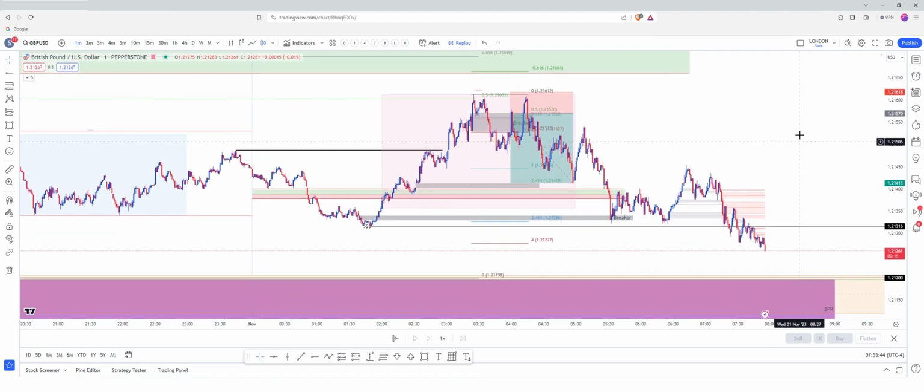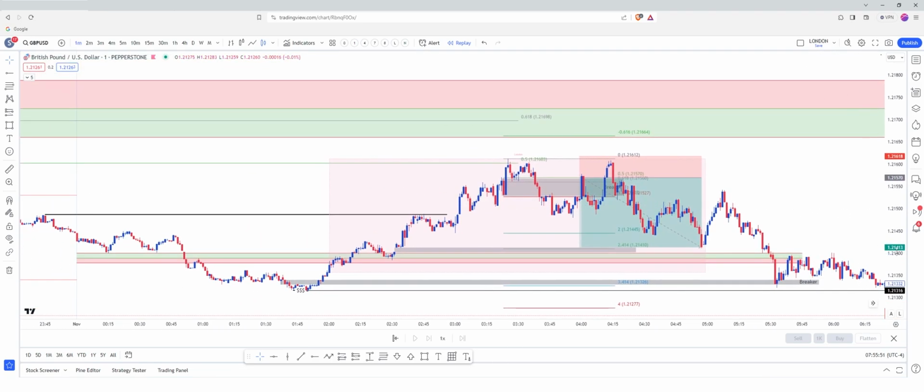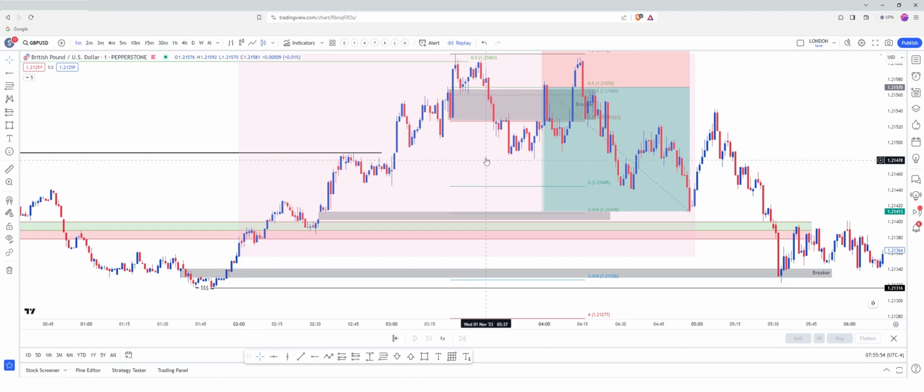And so I hope that analysis was useful for you. I hope you understand why I chose the pound as opposed to the euro. I hope my explanation of the refined entry made sense.